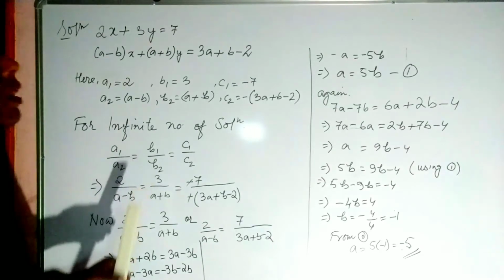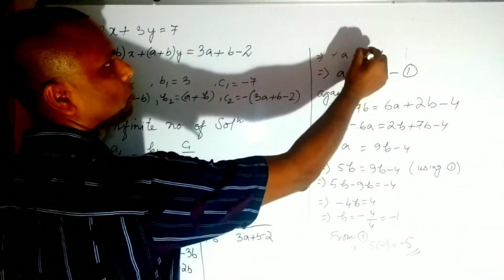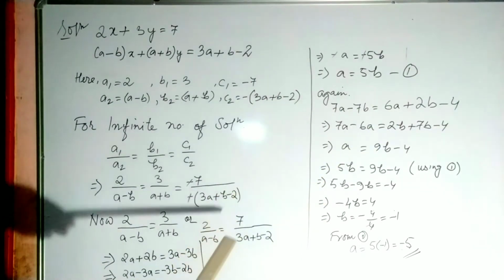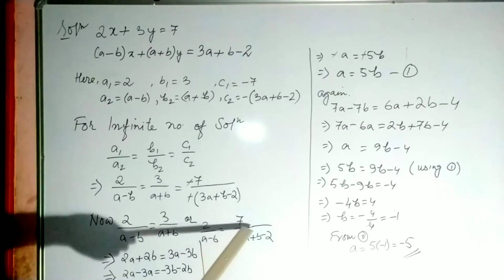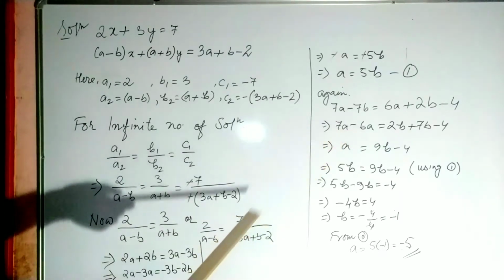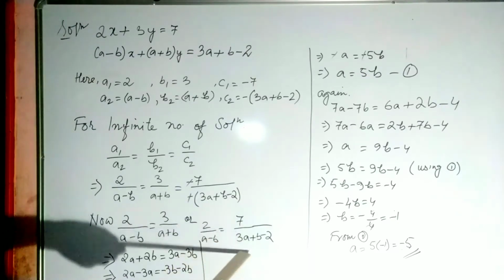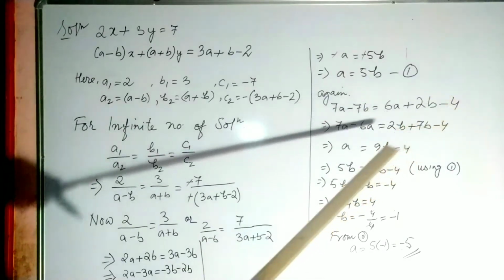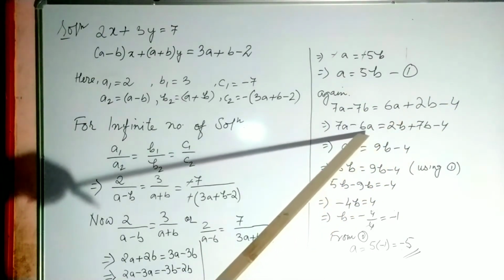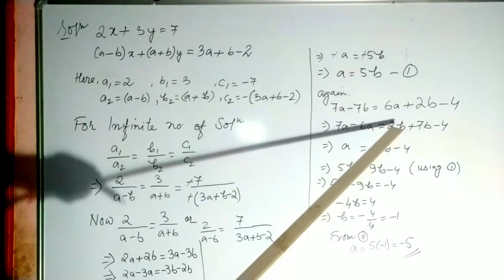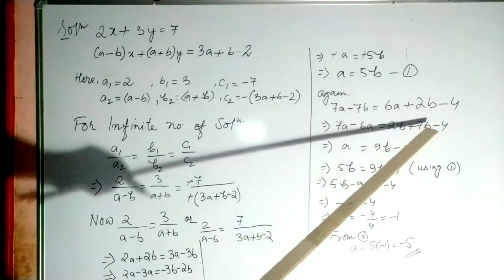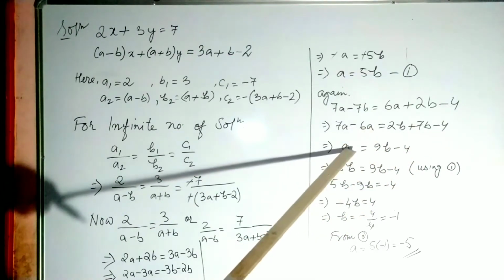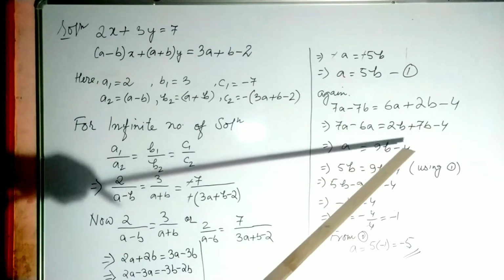So we calculate this, we can cancel the minus sign here also, and we get a equal to 5b, which we write as equation number 1. Now again from this we multiply 7 into a is 7a, 7 into b is 7b, then 2 3 is 6a, 2b minus 2 2 is 4. Then we bring this 6a to the left, and 2b we keep in its place, and minus 7b goes to the right, it becomes 7b minus 4. Now 7 minus 6 is 1a, 7 plus 2 is 9b minus 4.